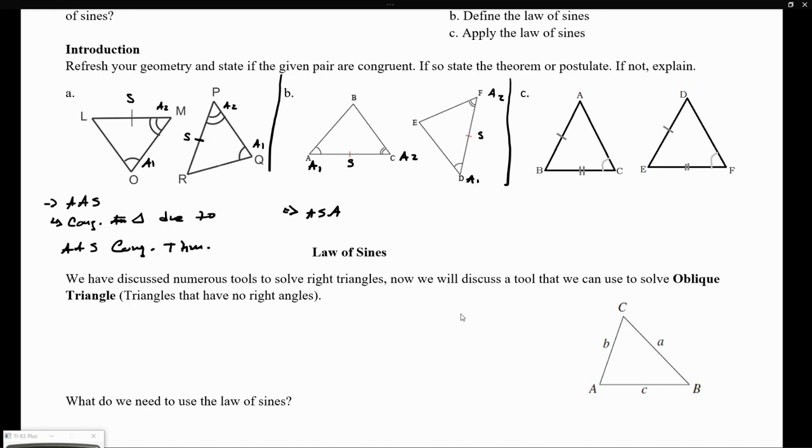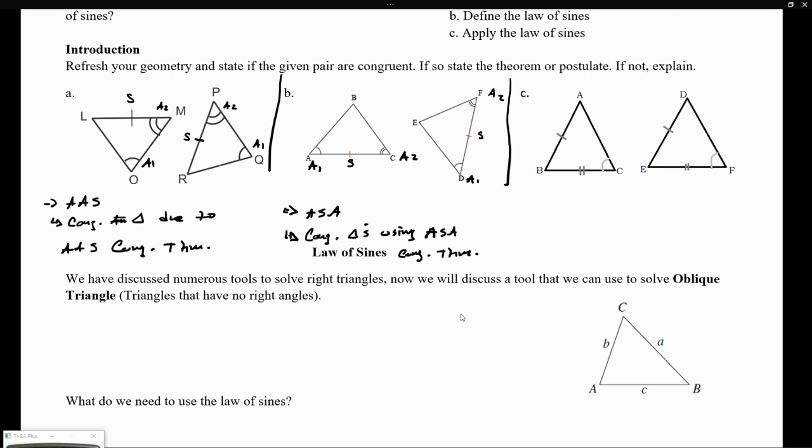Remember that if angles and sides are given to you in this order, angle, side, angle, then this is one of those ways that we can show congruency among triangles. So if you recall from geometry, we can show congruency of triangles using the angle, side, angle congruency theorem. But what's going to be more important is example C.